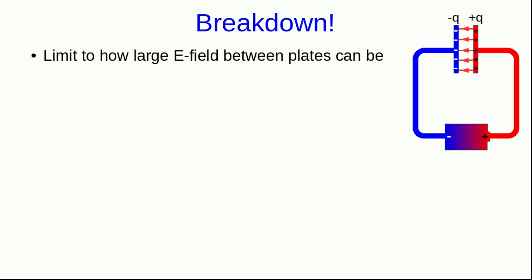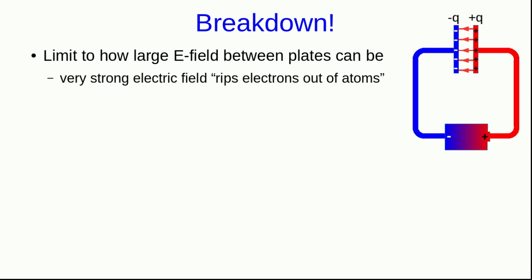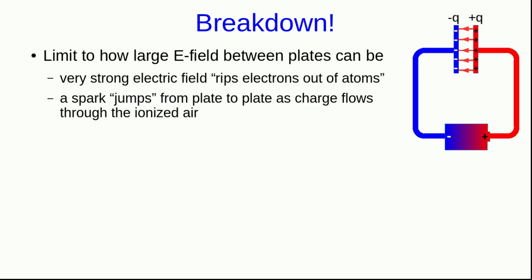Wouldn't that be nice? Unfortunately not, because there's a limit to how large we can make the E field between the plates. If the E field between the plates gets very strong, then it will literally rip electrons out of the atoms in that region. And so if you have air between the plates, you ionize the air. Once you ionize the air, it conducts, a spark jumps from plate to plate, and charge will flow through the ionized air, and we're no longer storing charge on the plates. We're conducting charge from one to the other.